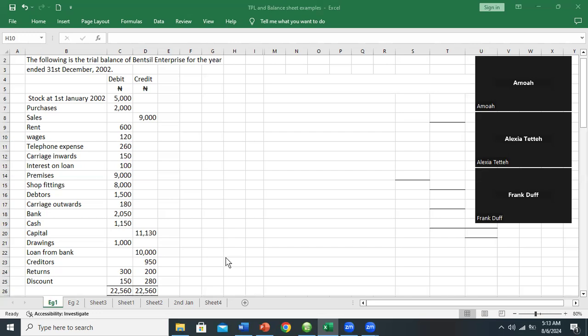Debtors, 1,500 naira. Carriage outwards, 180 naira. Bank, 2,050 naira. Cash, 1,150. Capital, 11,130 naira. Drawings, 1,000 naira. Loan from bank, 10,000 naira. Creditors, 950 naira. Returns, 300 and 200. Discount, 150 and 280.